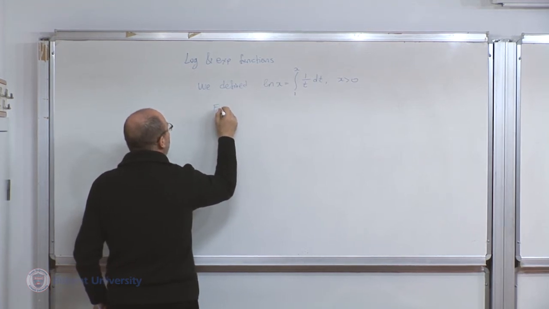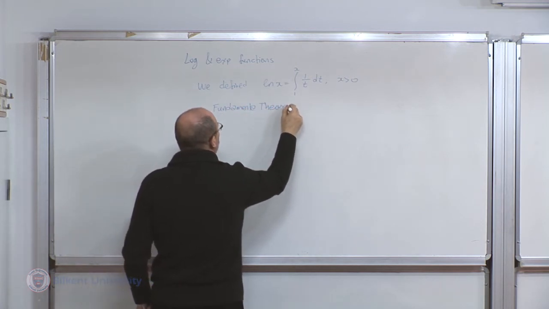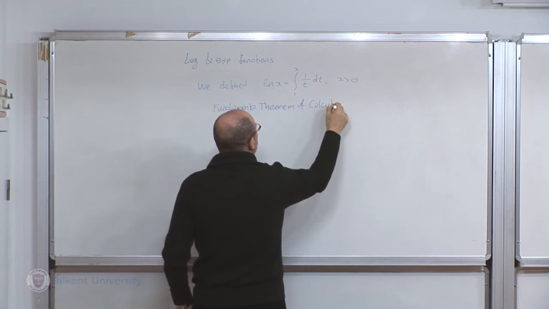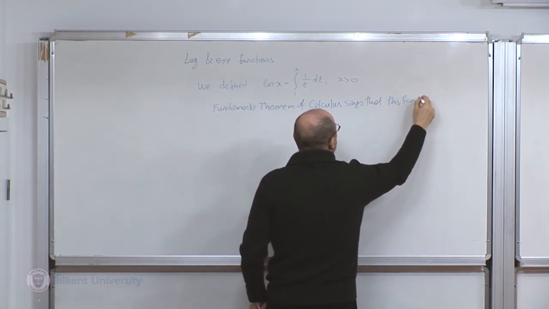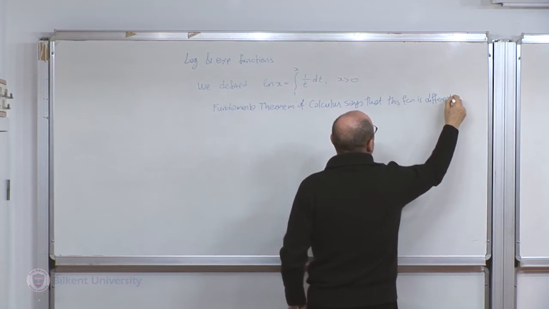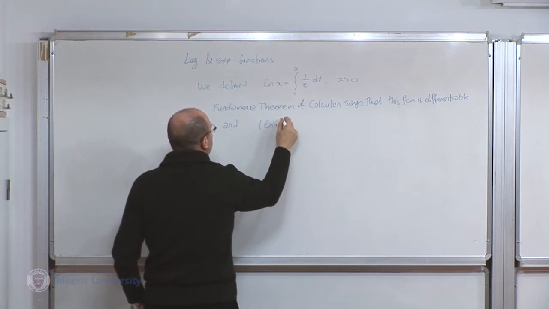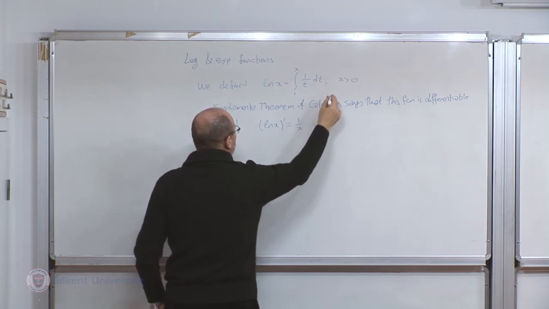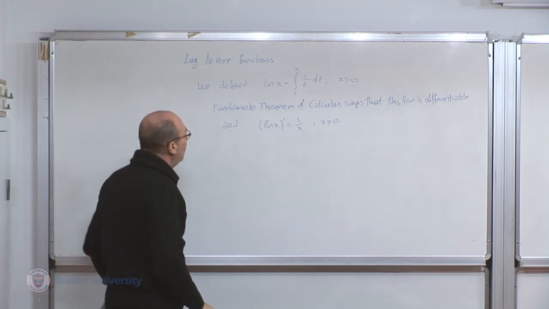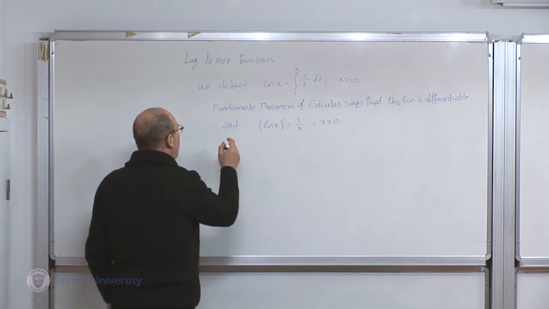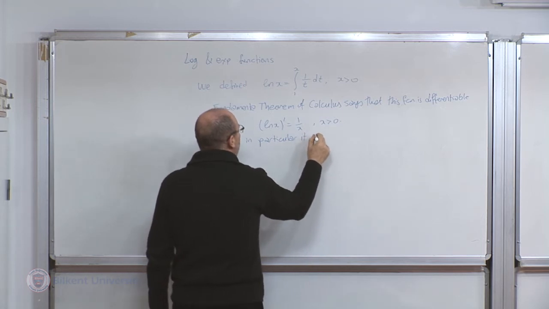The fundamental theorem of calculus says that this function is differentiable, and in fact the derivative of ln x is 1 over x. This is in the domain x positive. So in particular, it is continuous.